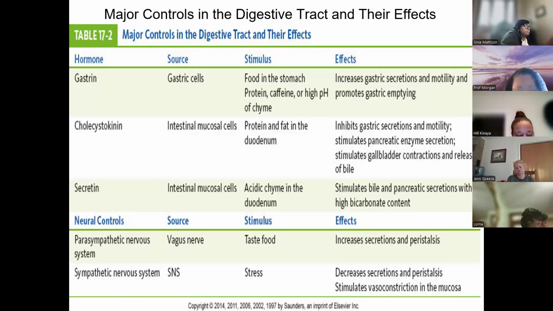All right, you should know what these things do. We talked about gastrin. So whenever you put food in the stomach, or if you drink caffeine, protein, and smoking cigarettes can also cause increases in gastric secretion and motility, and it promotes gastric emptying.